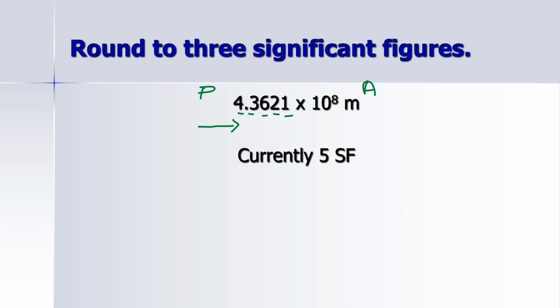When we round this to 3 sig figs, we'll keep the 4, we'll keep the 3, and we'll keep the 6. The next digit is a 2, which is less than 5, which means our last sig fig, the 6, can stay the 6. So that would be 4.36 times 10 to the power of 8 meters.